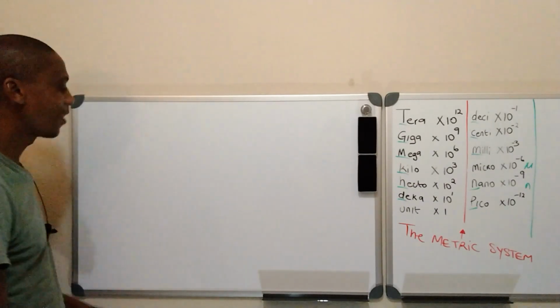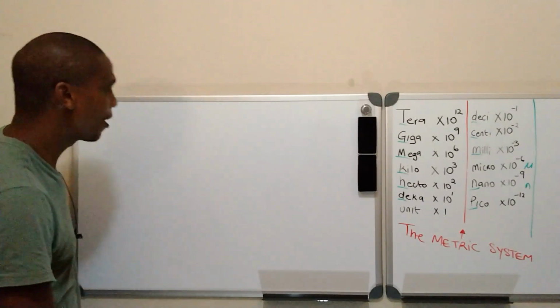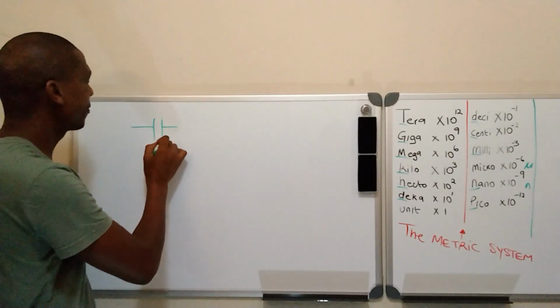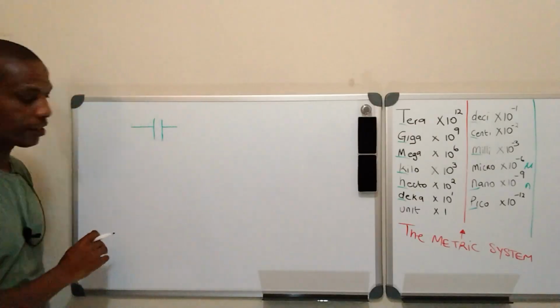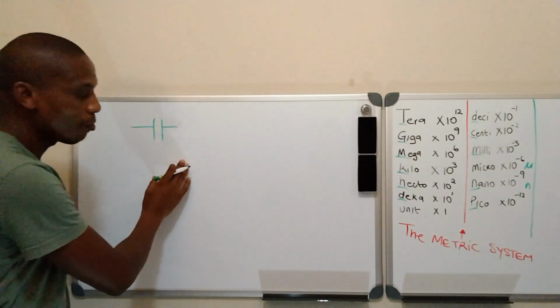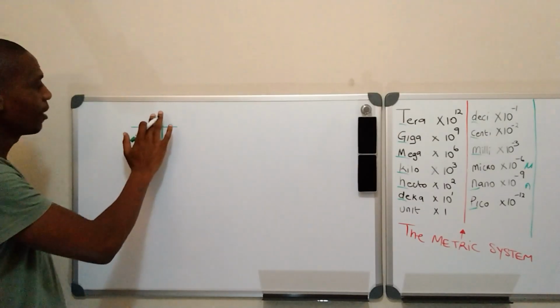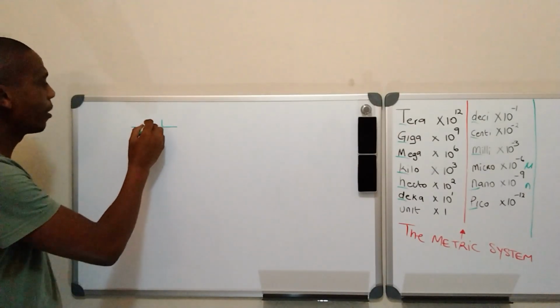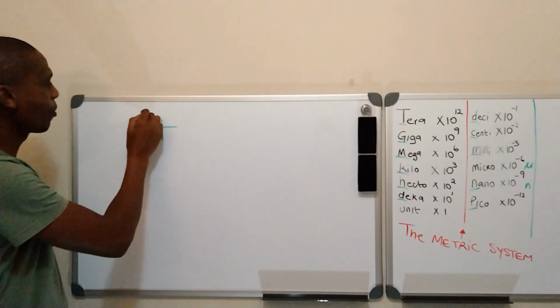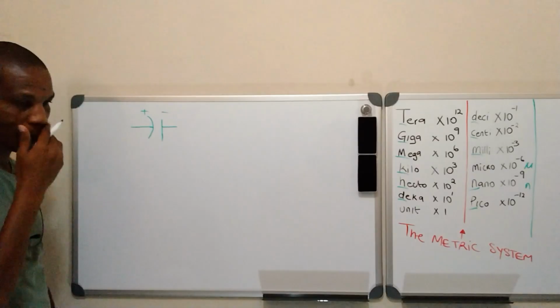You already know. Today, we will learn how to determine the charge that is stored in a capacitor. Remember, this is a capacitor, but this one is a symbol for a non-polarized capacitor. If you draw the electrolytic capacitor, you draw it like this. This is our positive, this is our negative.